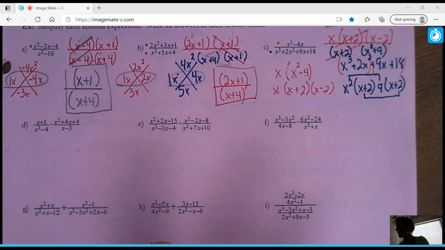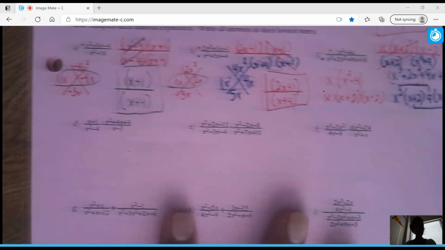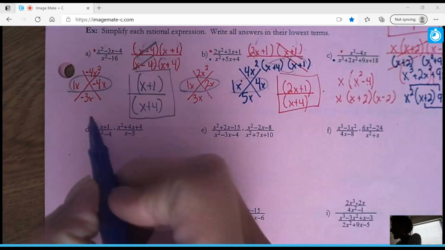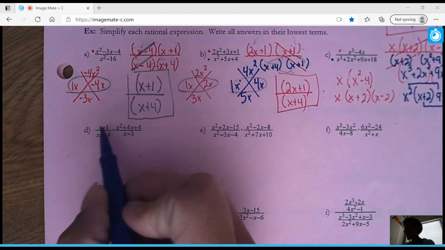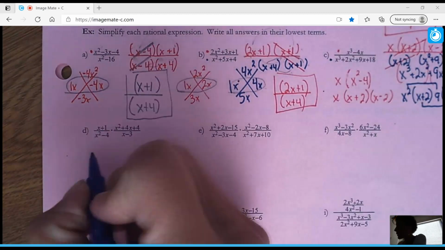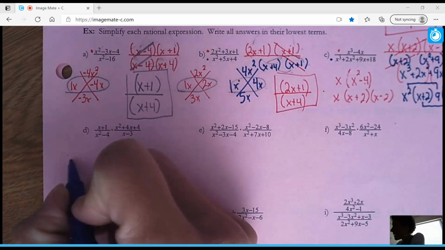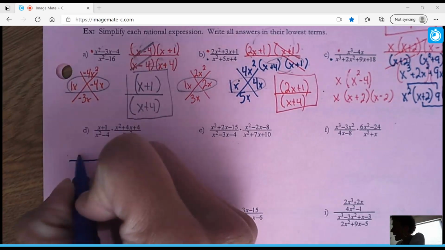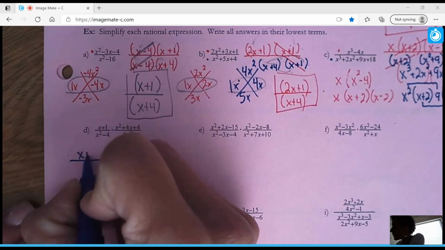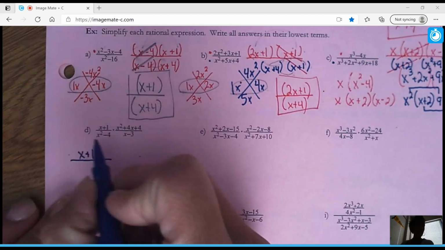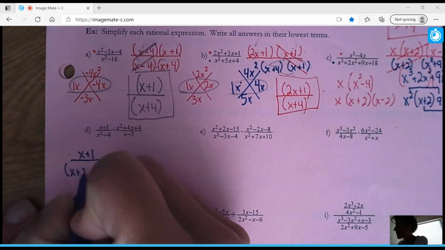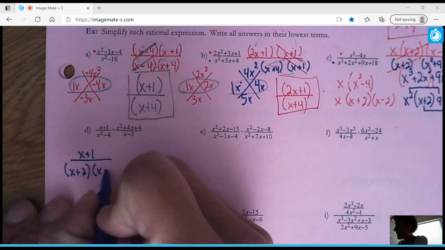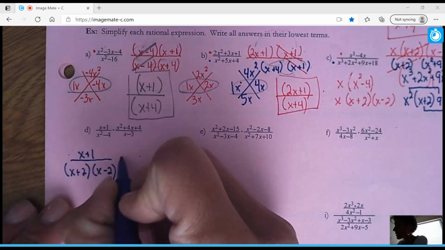So let's go ahead and get started on the factoring. Start with D. My numerator I cannot factor. I'm looking for a GCF, but I don't see one, and there's nothing I can do with x plus 1. So that's just going to stay the way it is. My denominator, however, does not have a GCF either, but it is a difference of squares, so I can factor that into x plus 2 and x minus 2. So not much work to show for the first fraction.